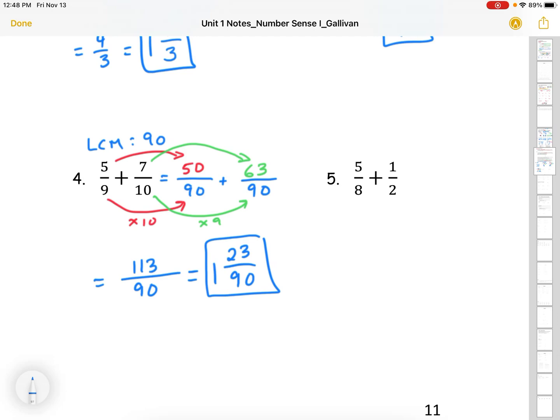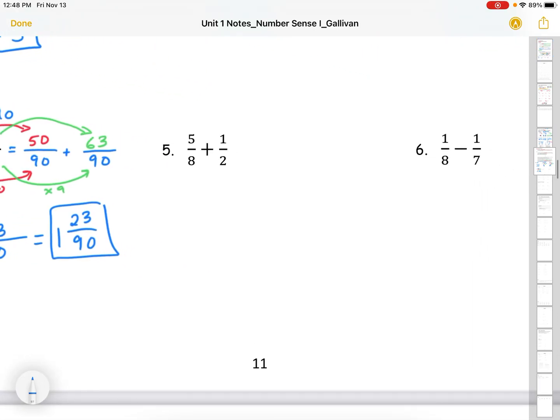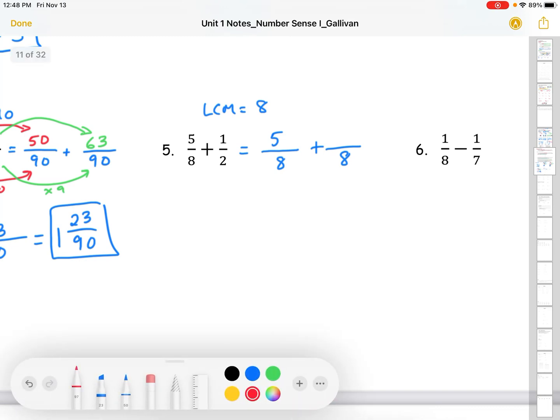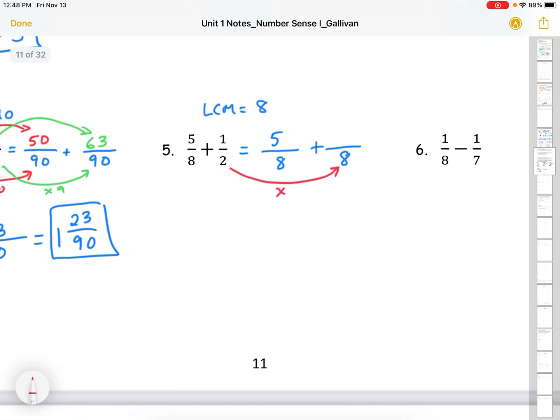Okay, next one. How do we do on this one? So our lowest common multiple of 8 and 2 is 8. So that means for the first one, it didn't change. So I can just write 5 over 8. The only one that changed was the 2. I multiplied it by 4. So I multiply the top by 4, right?